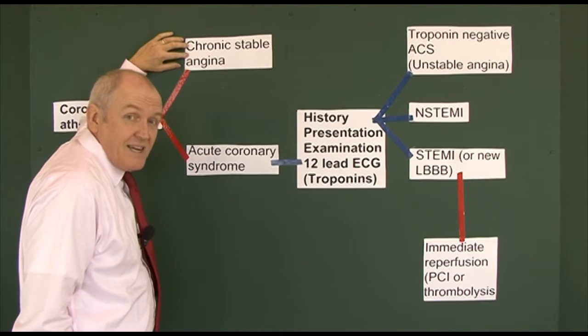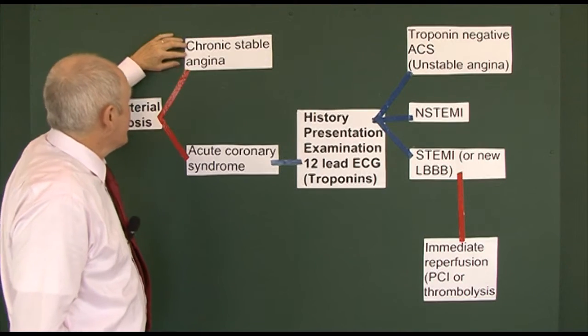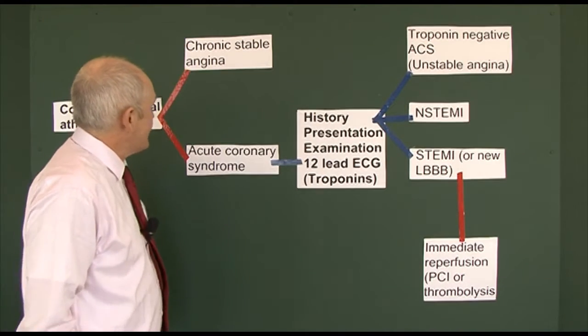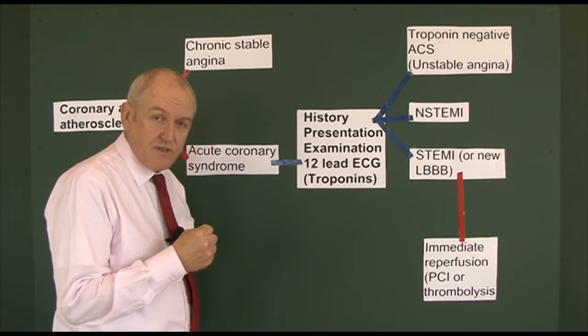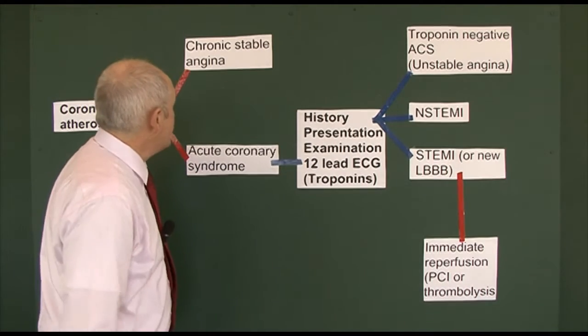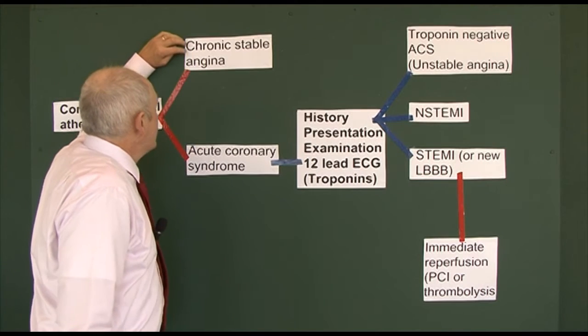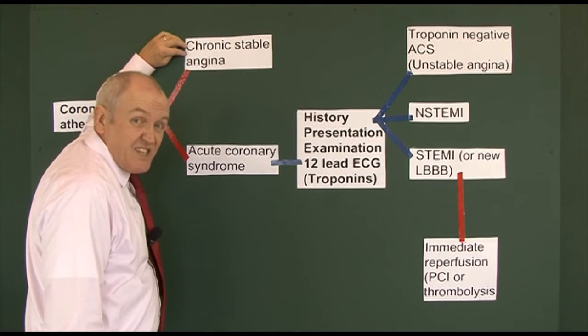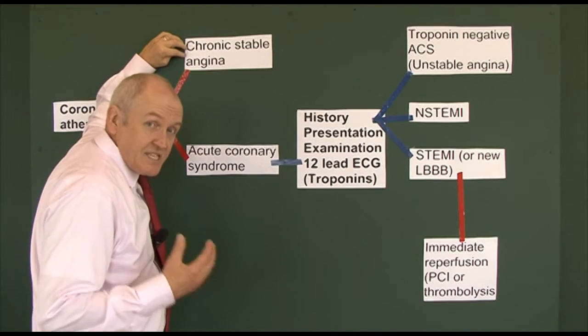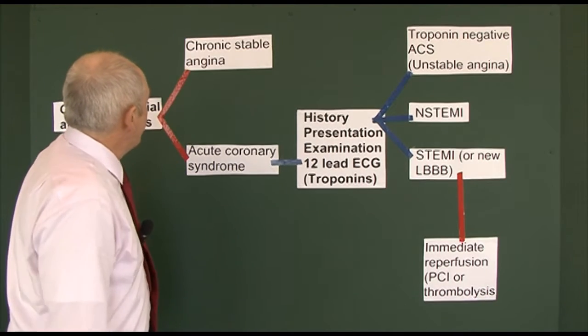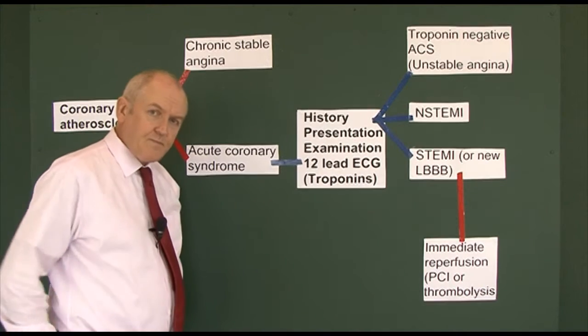This is caused by ischemia. So when the atheromatous plaque gets big enough to block off the lumen of the artery to such a degree that the patient starts getting pain or breathlessness on exertion because the myocardium is ischemic, that is chronic stable angina.